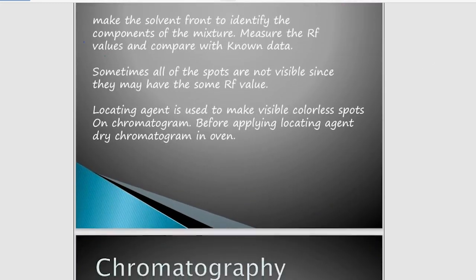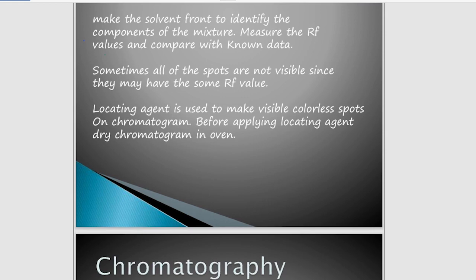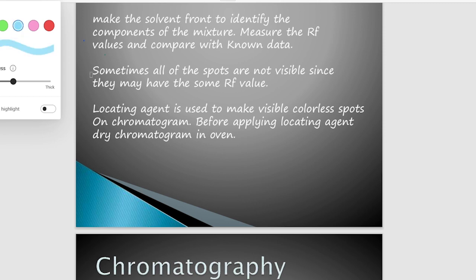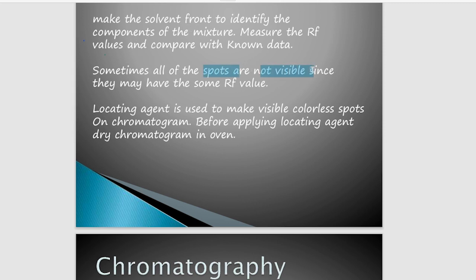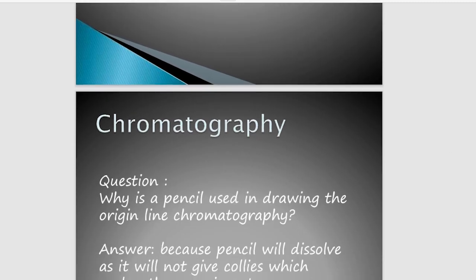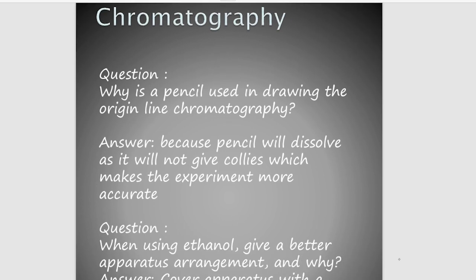Very important point: sometimes all the spots are not visible since they may have the same RF values. So a locating agent is used to make colorless spots visible on the chromatogram. Before applying the locating agent, dry the chromatogram in an oven. First dry the chromatogram, then apply the agent, then dry it in the oven.